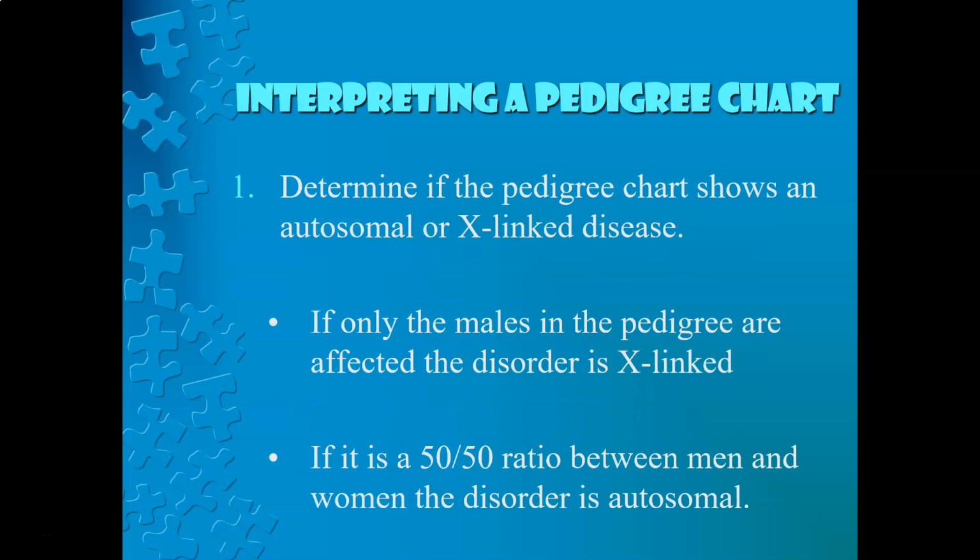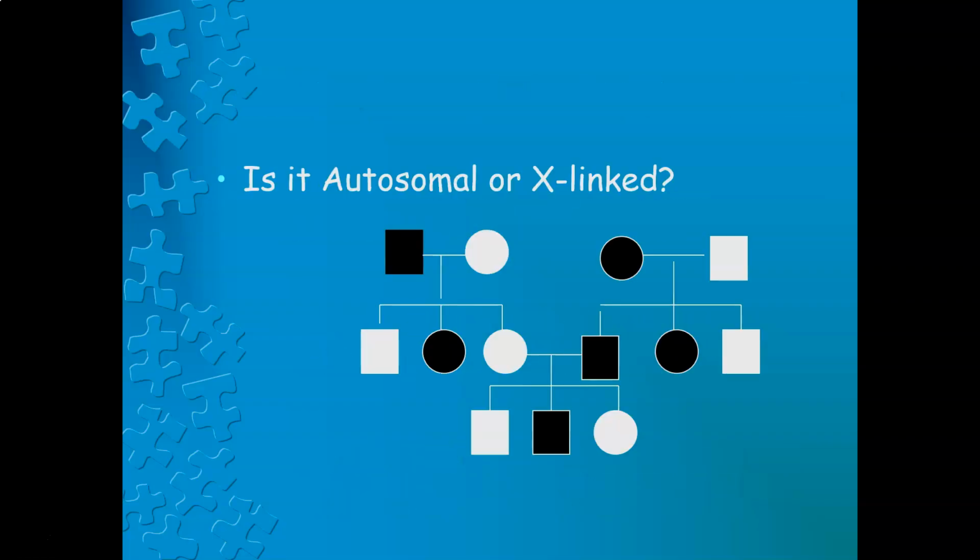The next question then is, if it's not sex-linked, then it's got to be autosomal, in which case you'll see a much closer 50-50 ratio between men and women who are affected by the trait. So if I take a look at this one, is it autosomal or is it X-linked? Well, hopefully you're able to come up with the fact that it's autosomal. If I look, I've got 6 total individuals in this particular pedigree that are affected, 3 who are male, 3 who are female. So this one's really obviously cut and dry autosomal.